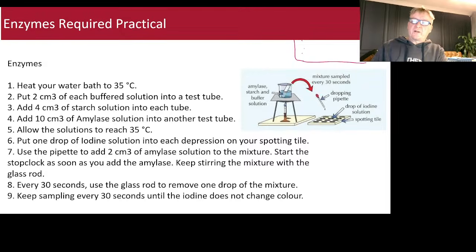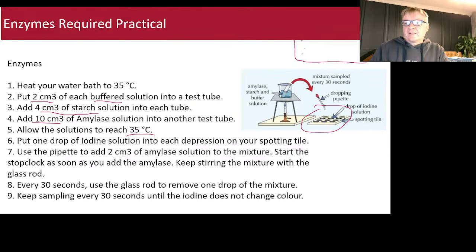So what you do, heat your water bath to 35 degrees C, 2 centimetres cubed of buffer solution. So what the buffer solution means is it keeps it at a certain pH. So if it's a buffer pH 7, it will stay at pH 7. If it's a buffer pH 6, it will stay at pH 6. 4 centimetres cubed of starch solution. So what you're basically going to have is 3 boiling tubes, one with buffer, one with starch, and one with amylase. Now there's more amylase in there because you're going to use 5 lots of 2. Allow them all to reach 35 degrees C. Put 1 drop of iodine solution into each depression on your spotting tile.